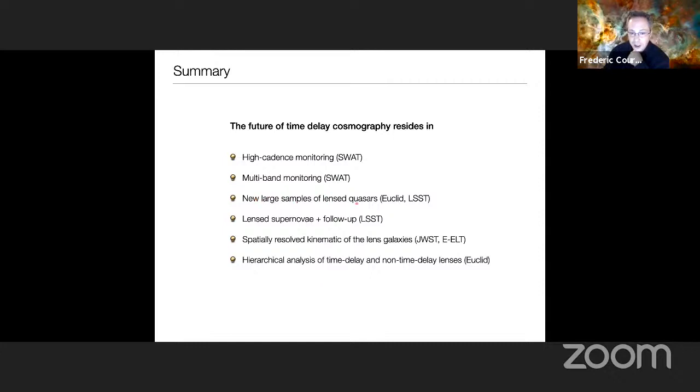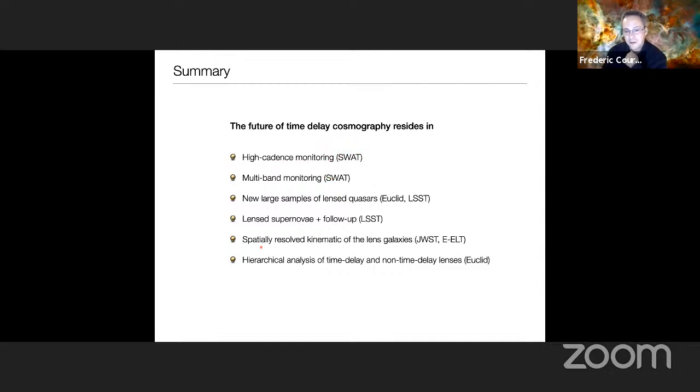You need, of course, a new large sample of lenses that will be provided by Euclid and LSST, essentially. Lensed supernovae will come only with LSST, but you will need things like SWAT to immediately follow up things that blow up. SWAT is not the size of LSST, but LSST observes about 90 seconds per night and per pointing. Here we can easily afford half an hour. So we can do the LSST follow-up, even though we have much smaller telescopes here.